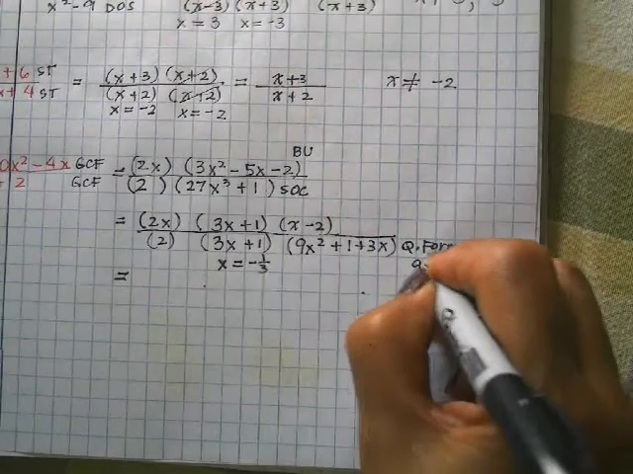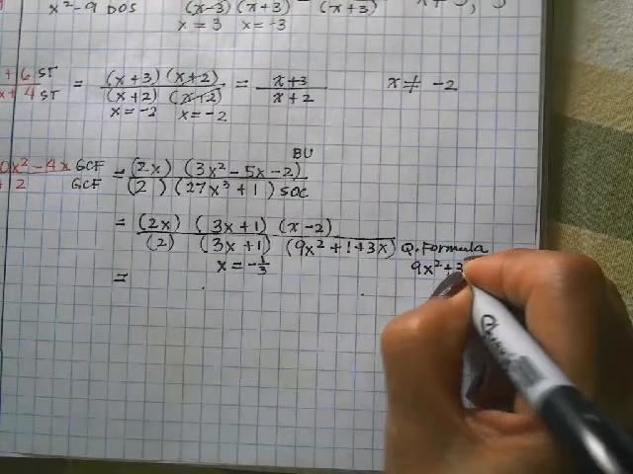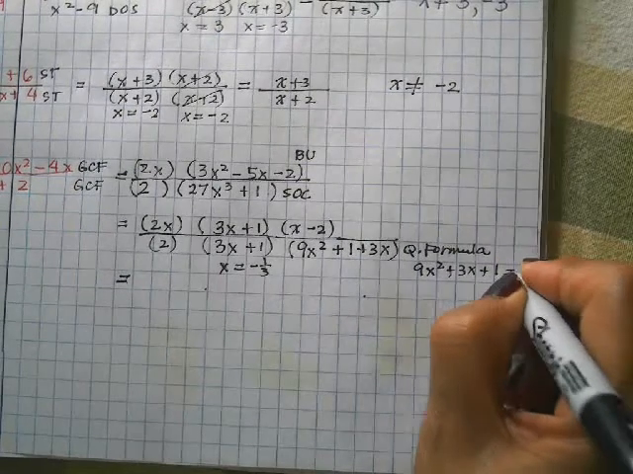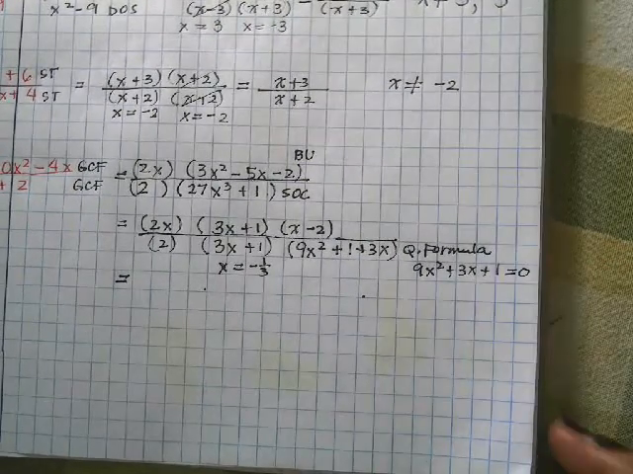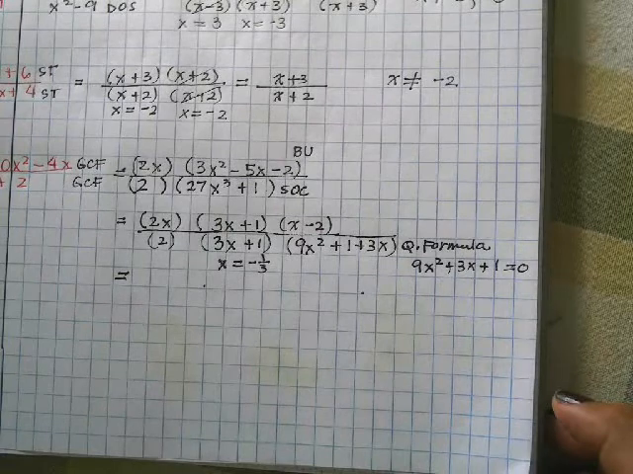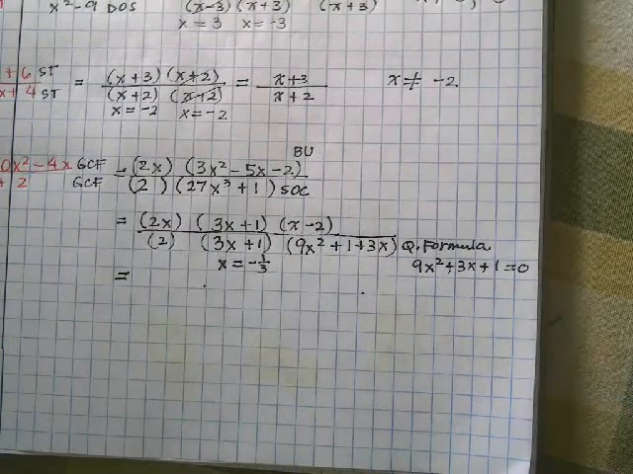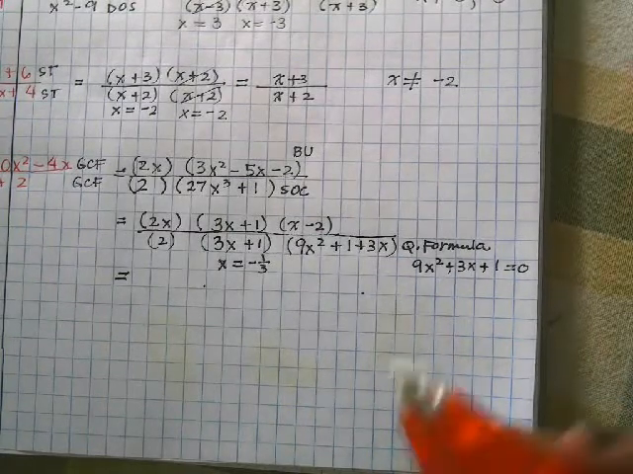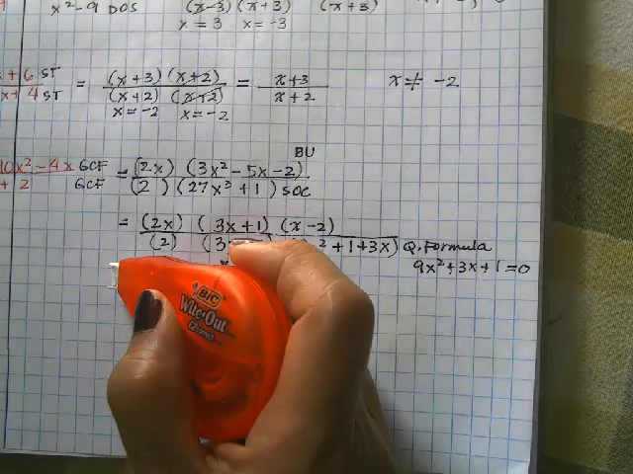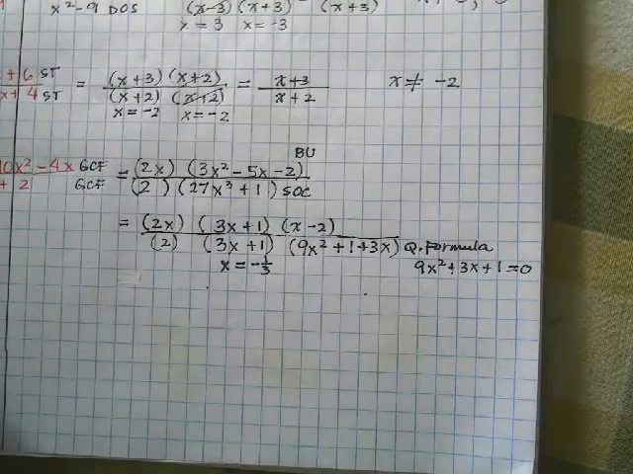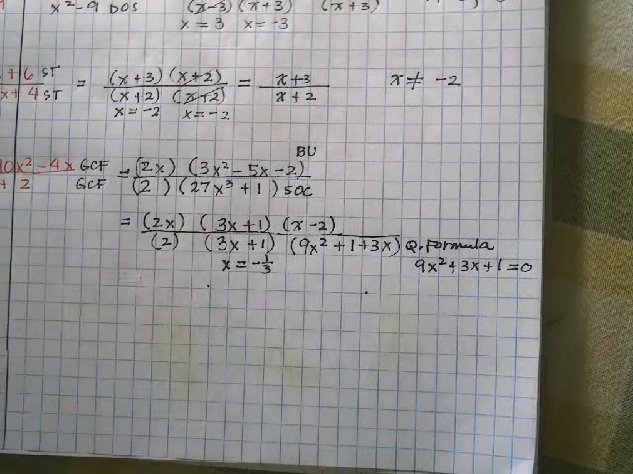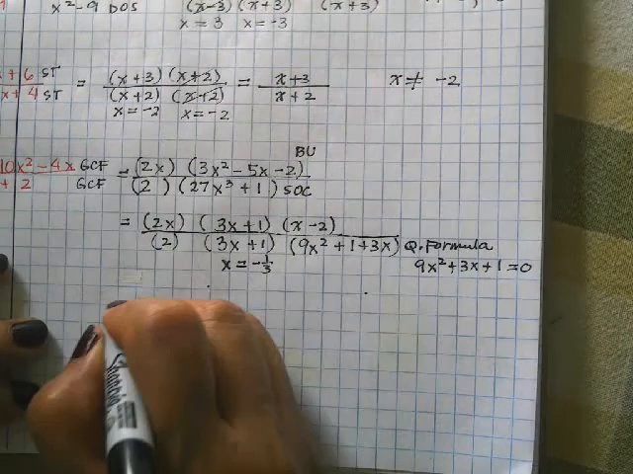Okay, so on the side, if you'd like to do that, 9x squared plus 3x plus 1 equals 0, and then use quadratic formula. You will see that you will have an imaginary number, which means that this will never be 0. Okay, so our only constraint is negative 1/3.